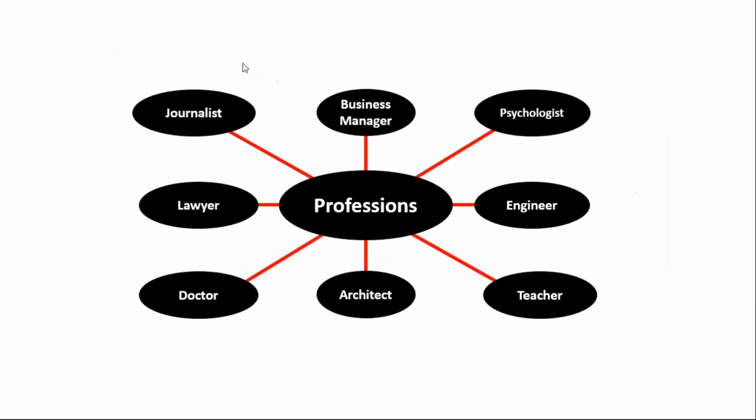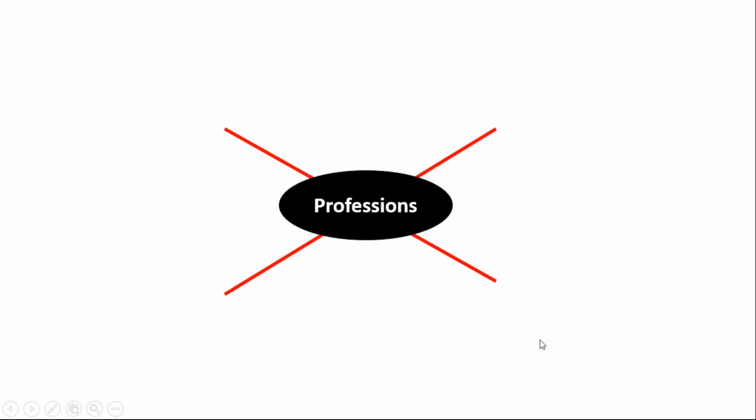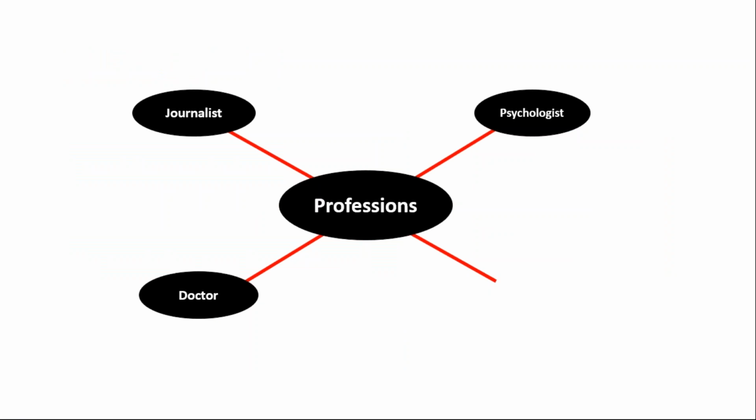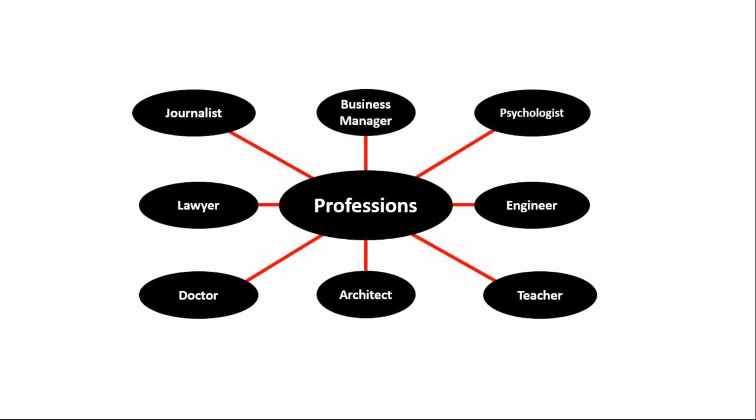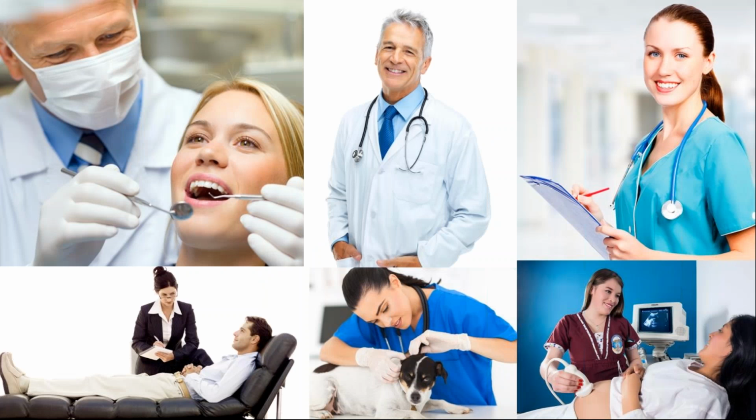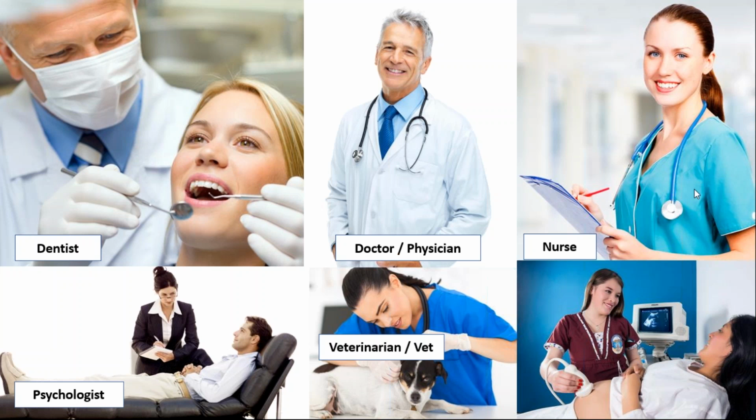¿Ok? So, uno de los temas como vimos cuando utilizo professions, entonces veamos algunas professions. For example, here, empecemos de cero. We have a psychologist, un psicólogo. We have a doctor. We have a journalist, que es un periodista. We have a teacher, que ya saben quién es. We have a business manager, que es un administrador o un gerente. An architect, un arquitecto. We have an engineer, que es un ingeniero. Or a lawyer, que es un abogado. Right, so we have dentist, doctor, or physician, the nurse, psychologist, veterinarian, o normalmente se conoce a veterinarian como vet, okay? And the midwife. The midwife es la obstetriz.